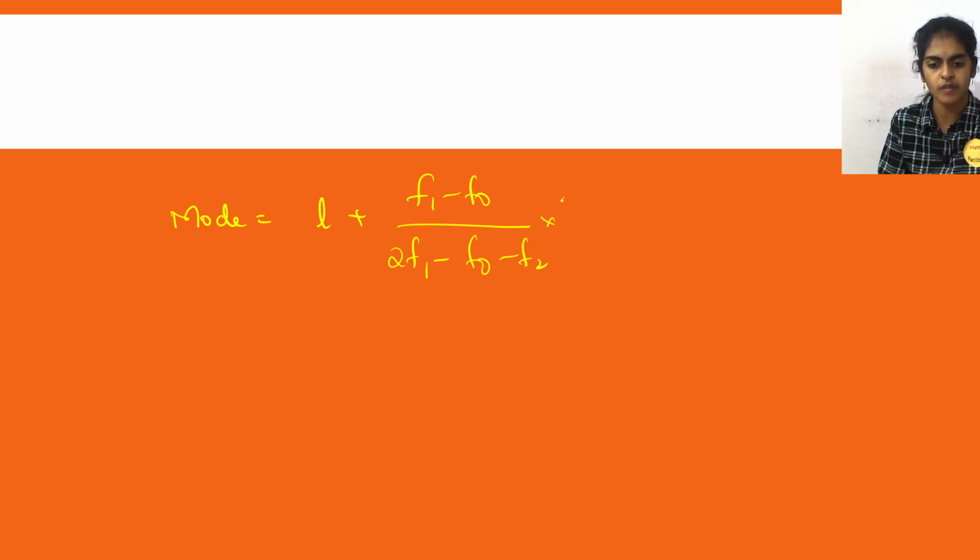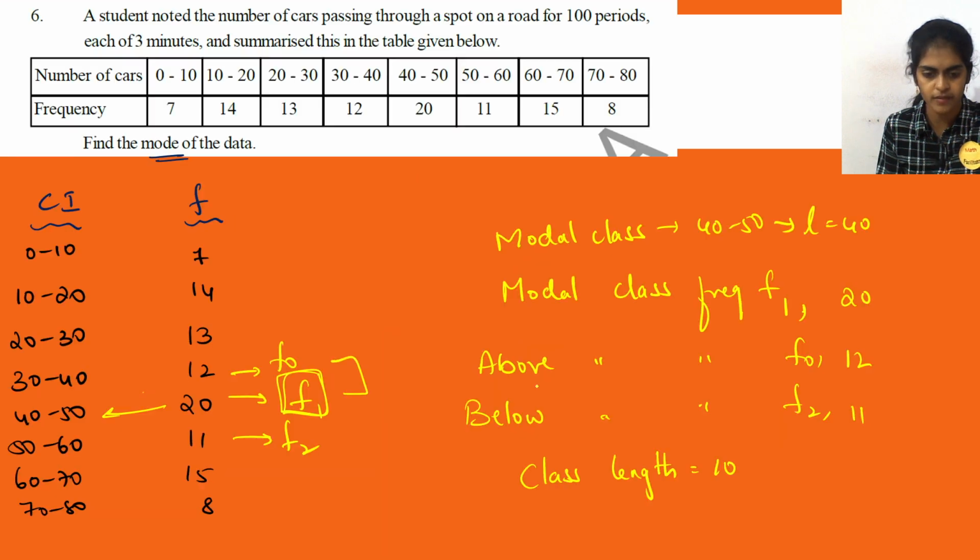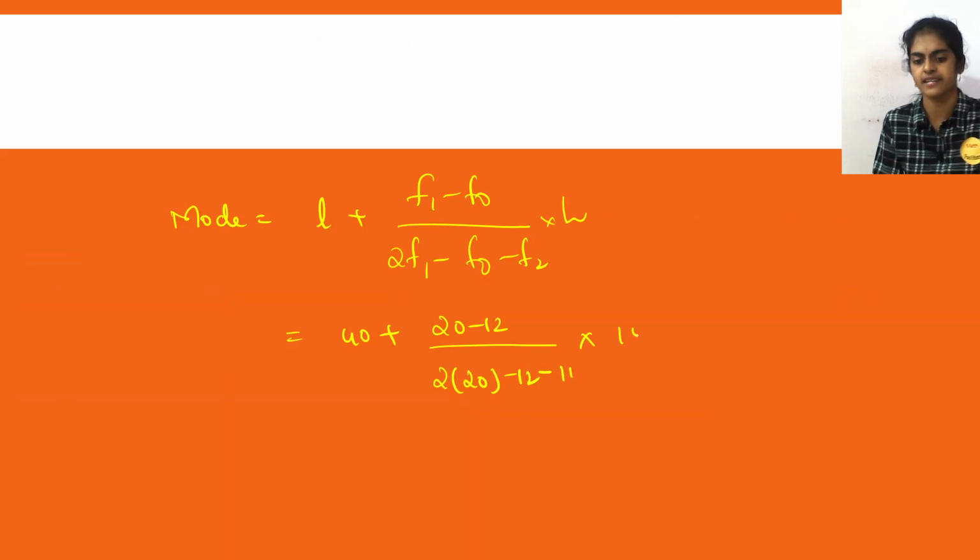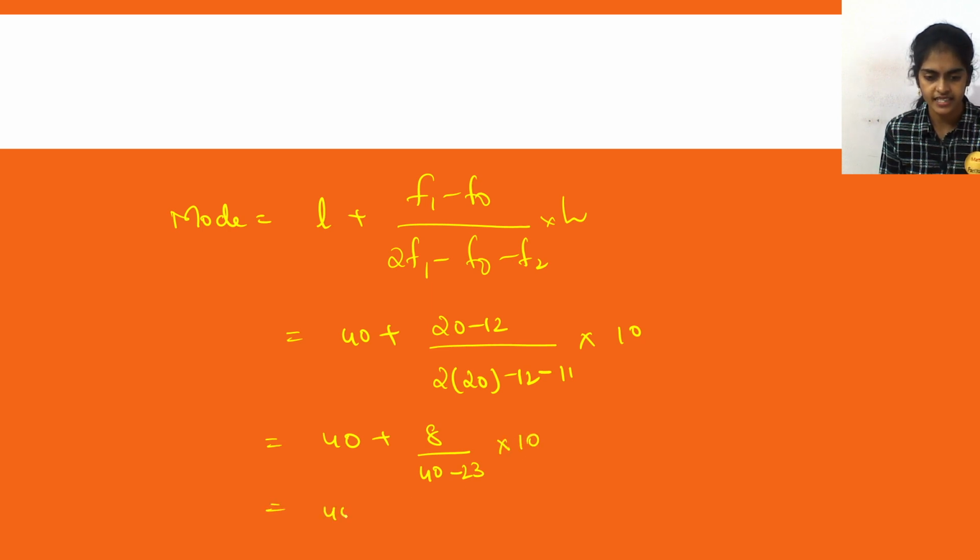0 to 10, 10. So my mode of the given data is L plus F1 minus F0 divided by 2 times F1 minus F0 minus F2, multiplied by H. L is 40 plus F1 minus F0, 20 minus 12, divided by 2 times 20 minus 12 minus F2 is 11, multiplied by H is 10. Now simple calculation. So 40 plus 20 minus 12 is 8, and this is 40 minus 23, multiplied by 10. So I can write it as 40 plus 8 tens are 80 divided by 40 minus 23. So how much will you get? You will get 17 here.